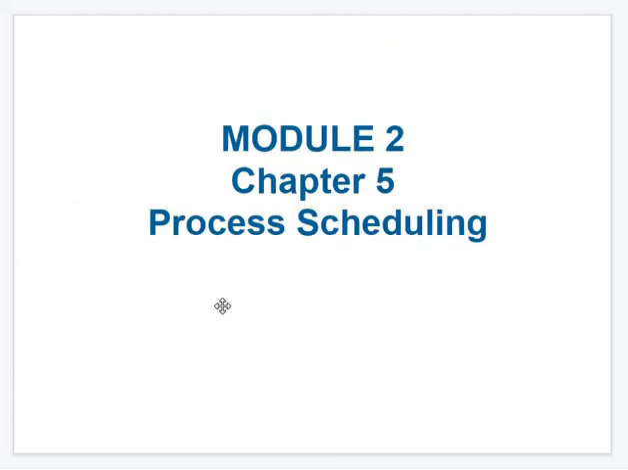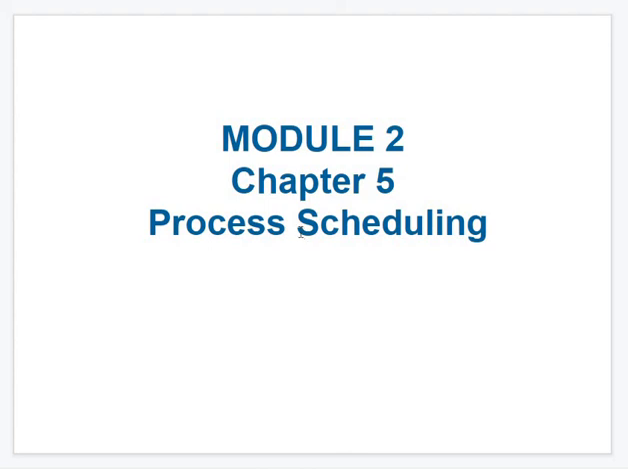In the previous two videos we have seen chapter 4, threads. That is the first chapter belonging to module 2, and in this module 2 the other chapter is process scheduling. Here we see how the processes are scheduled among multiple processes, which process should come first, how much time it has to execute, and at what time it has to exit, either from the running state to terminate or from the running state to the waiting state, etc.